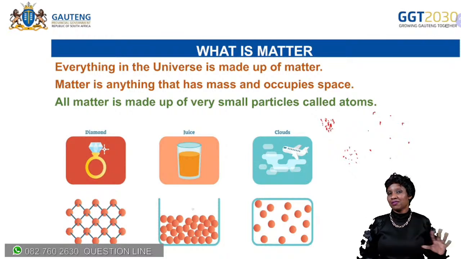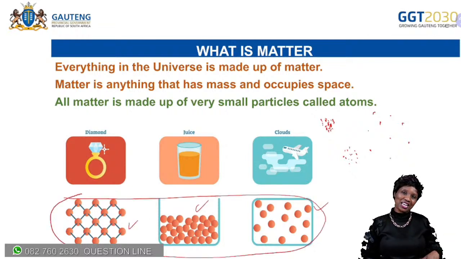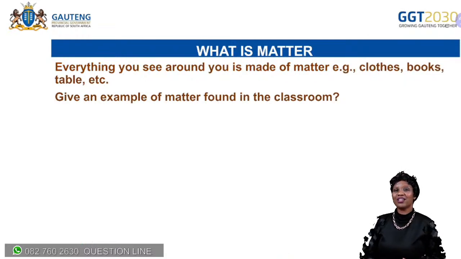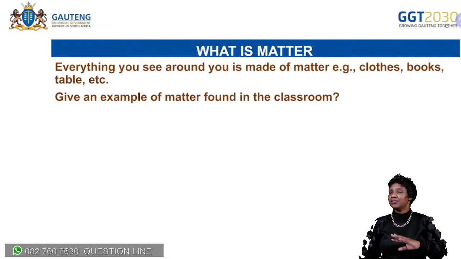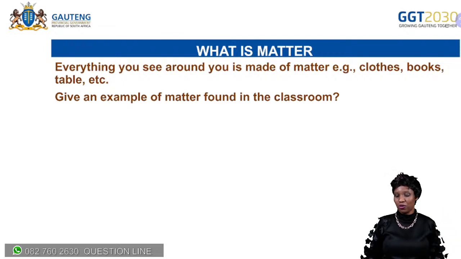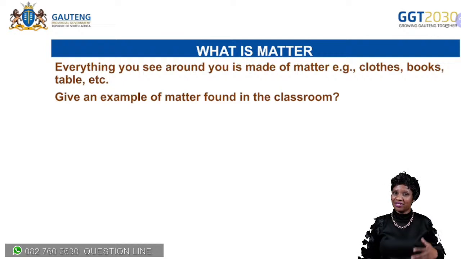We have said everything that we see around us is matter. All right. It can be the uniforms that you are putting on. It can be books. It can be stationery. It can be a pen. When we're talking about stationery, we're talking about pens. We're talking about books. We're talking about pencils, crayons. All that is matter. All right.